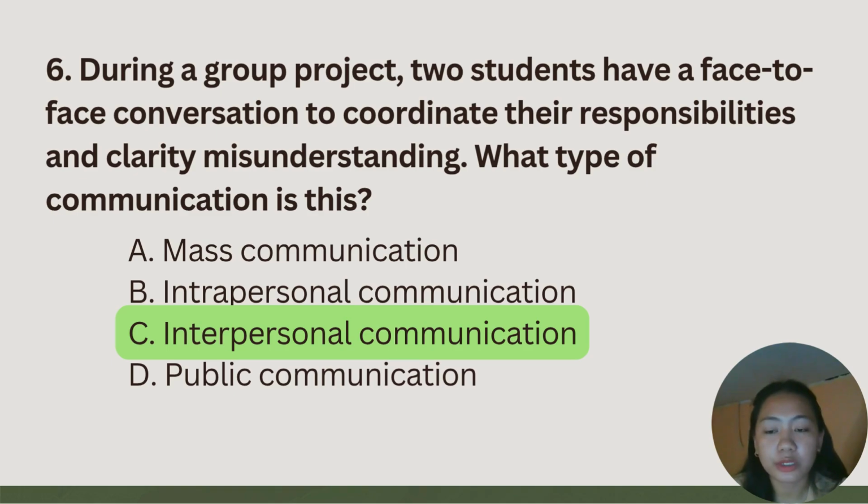So why are the other options incorrect? So we have letter A, mass communication. So in mass communication, it involves delivering messages to large audiences via media such as TV, radio, social media, and so on. Next, we have letter B, intrapersonal communication. So this happens within oneself, like thinking or self-reflection. Letter D, public communication. So this happens when one person speaks to a large group or audience, such as in a speech or presentation.